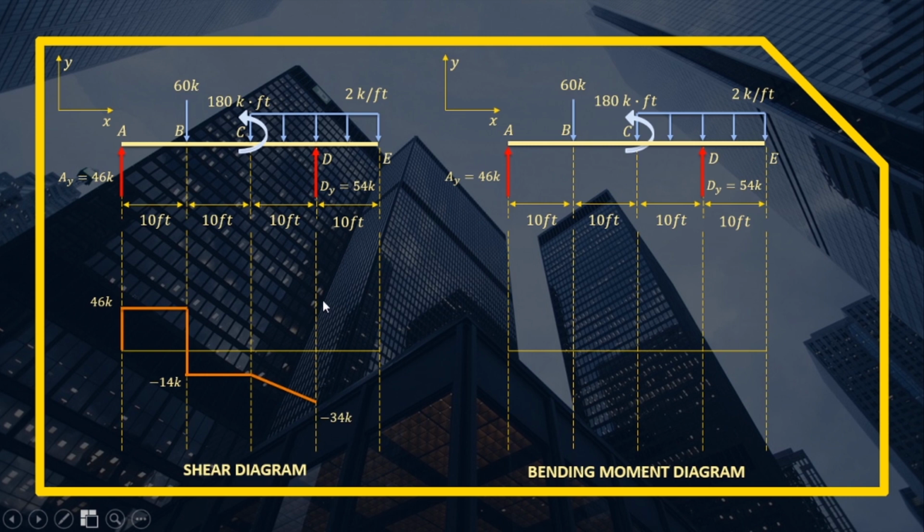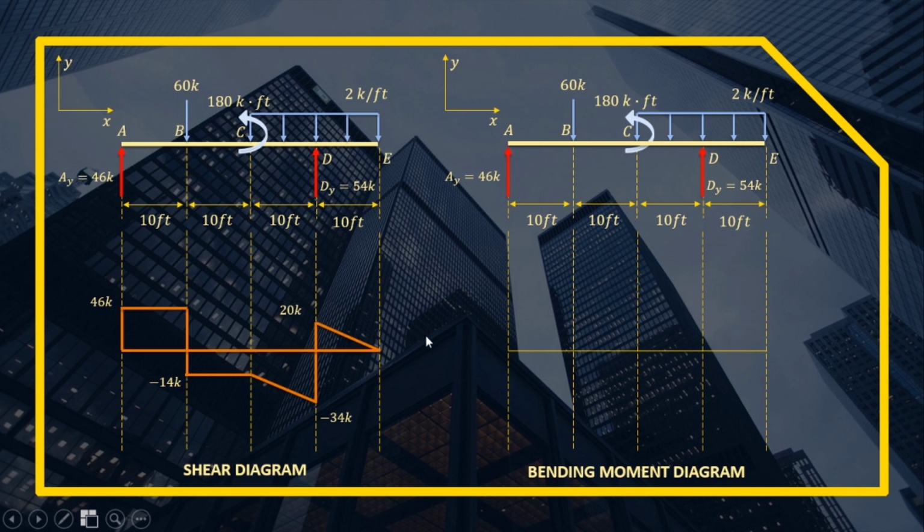And we have an upward concentrated load, or the reaction, of 54 kips. So 54, this is positive. So 54 minus 34, we get 20 kips. And from here, we subtract again the load of 2 kips per foot times 10. So that is 20 minus 2 times 10, so it closes to 0 again. So this is the shear diagram using the graphical method.